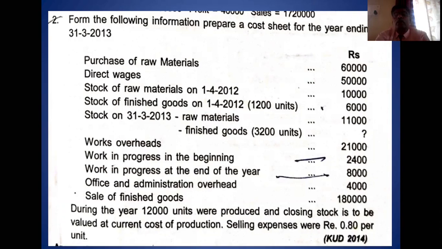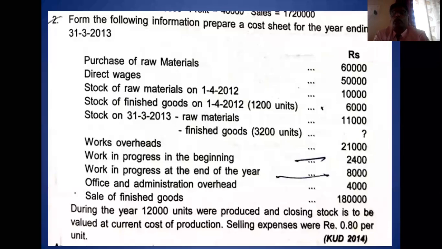Suppose you do not sell any units, then you will have 12,000 plus 1,200 stock. 12,000 plus 1,200 means 13,200 is your stock. But closing stock is 3,200. Closing stock is 3,200 means whatever difference comes, that difference is called units sold.